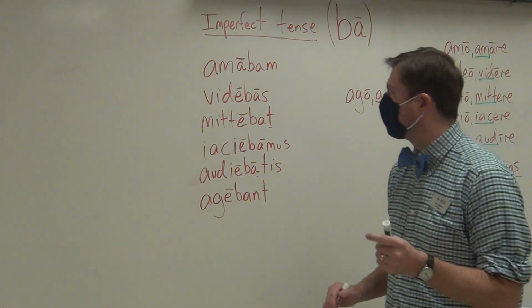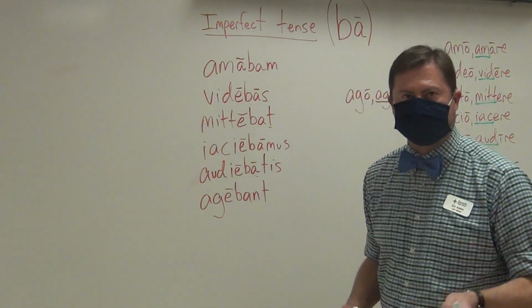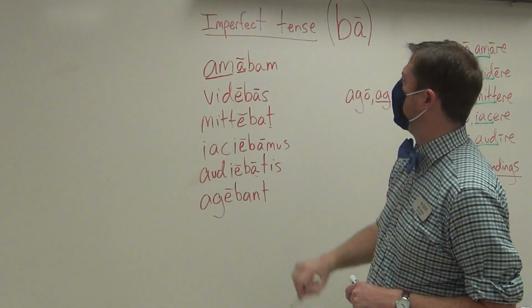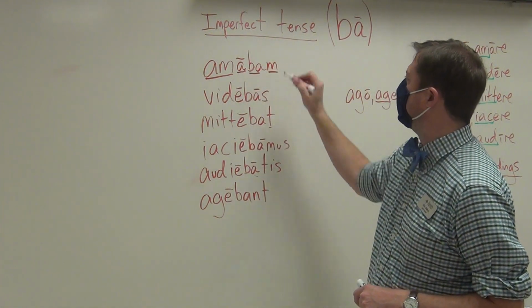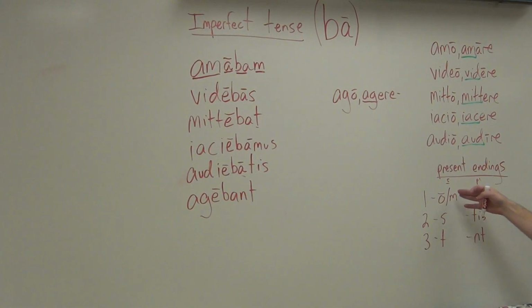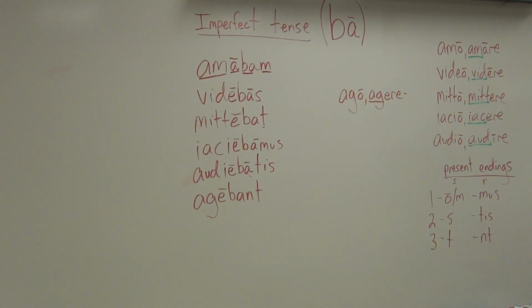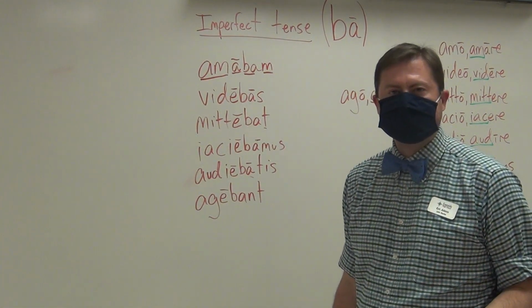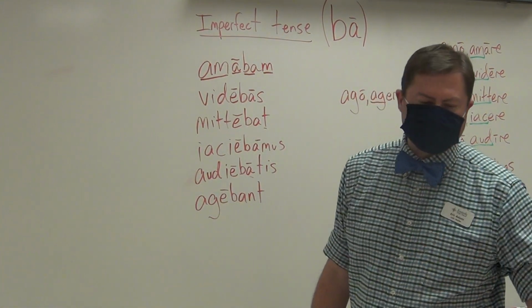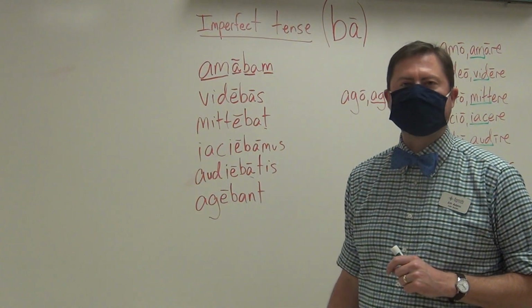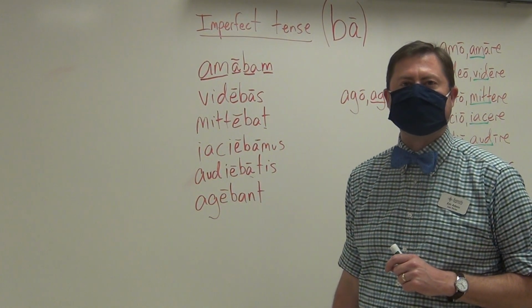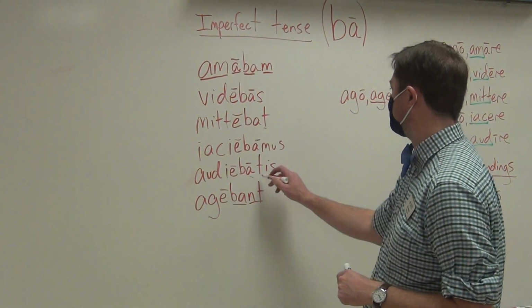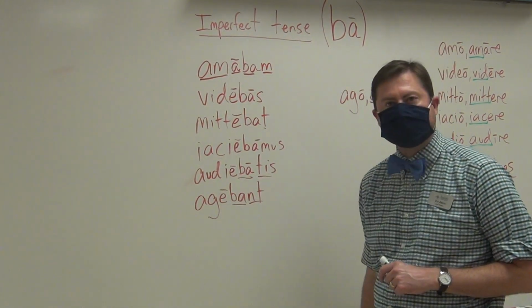Nevertheless, how do I form the imperfect verb? You have the present stem, the imperfect vowel, the BA, and then the present ending: M, S, T, mus, tis, NT. That's your third item. Present endings. They go on both present and on imperfect. So your third item to put down is present endings. And that's what you find on every one of these after the BA. Present ending all the way. That's how you recognize and form them.